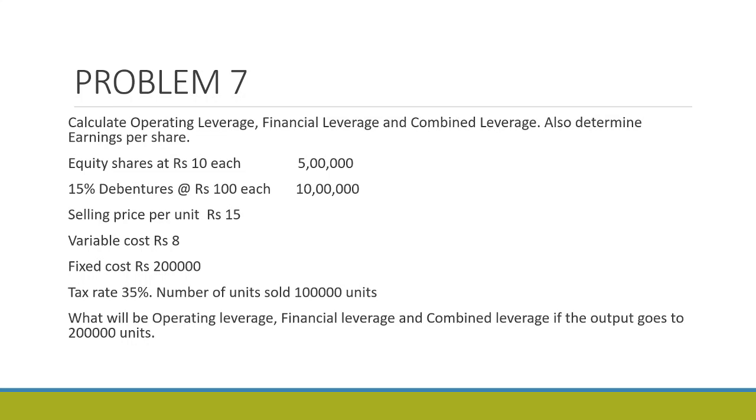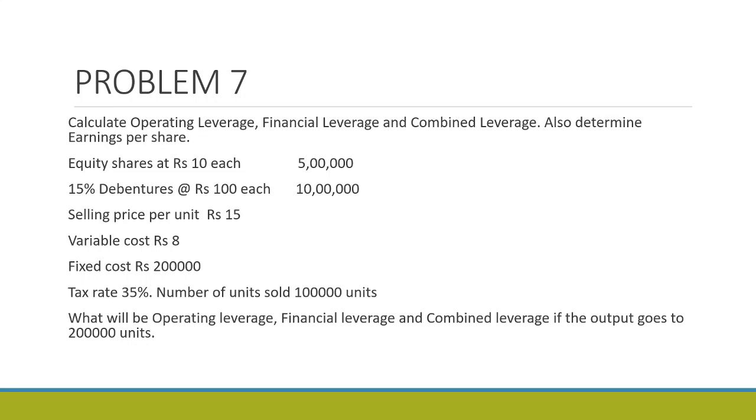So at present the firm is selling 1 lakh units and information is given regarding the capital structure as well as the selling price, variable cost, fixed cost and the tax rate. So we'll have to find out the operating leverage, financial leverage and combined leverage for 1 lakh units. The next question is what will be the operating leverage, financial leverage and combined leverage if the output goes to 2 lakh units. So again we will have to find out operating leverage, financial leverage and combined leverage for 2 lakh units. So we will have to prepare a statement of income and we will have to find out the contribution, EBIT, EBT, surplus profit.